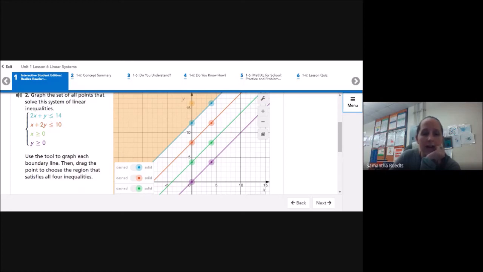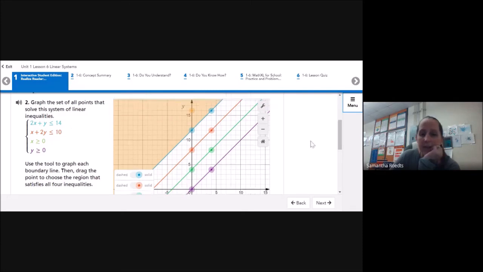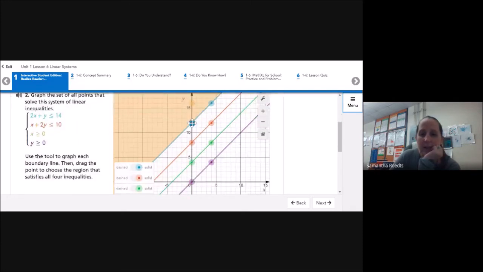So I have y is negative 2x plus 14. So plus 14 is right here. And then negative 2, so I go down 2 over 1. And it's less than, so it's on this side of the equation.